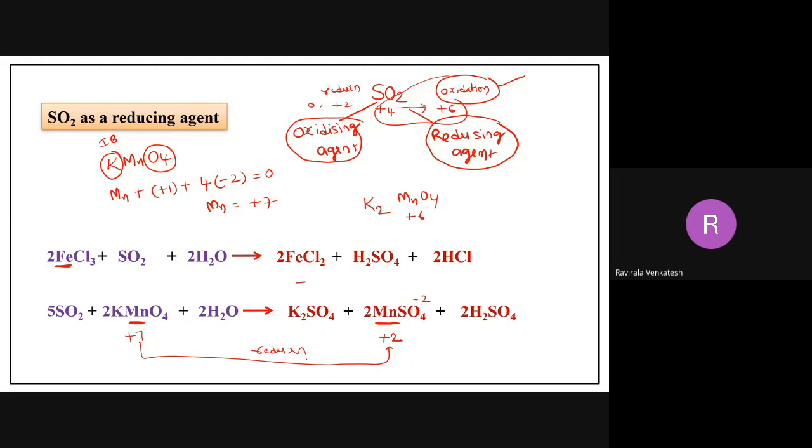Reduction. Reduction reaction. So now SO2 is reducing what? KMnO4 into what? Manganese sulfate. SO2 reducing the potassium permanganate into what? Manganese sulfate. But it will undergo again oxidation. देखो +4 यहाँ पर, सल्फर का यहाँ पर +.